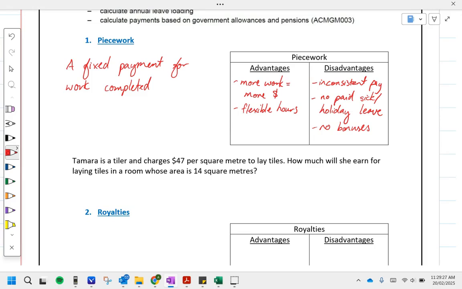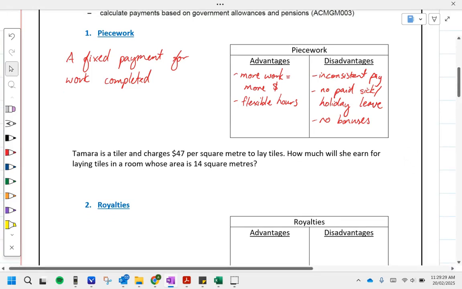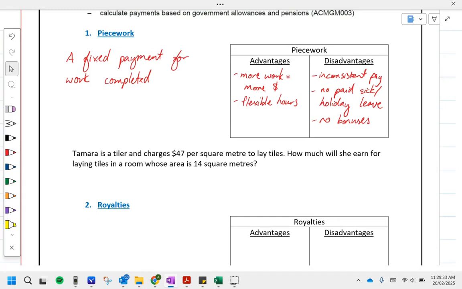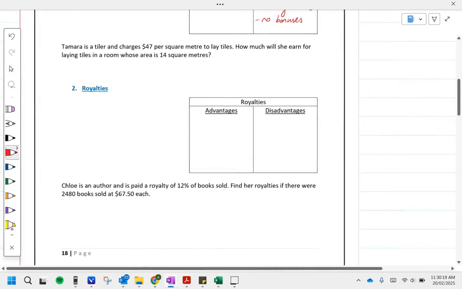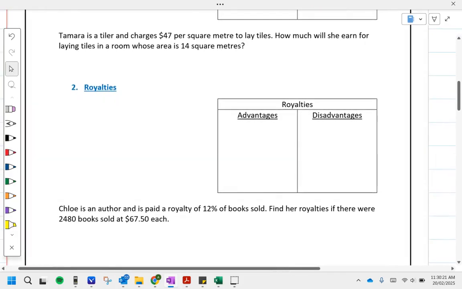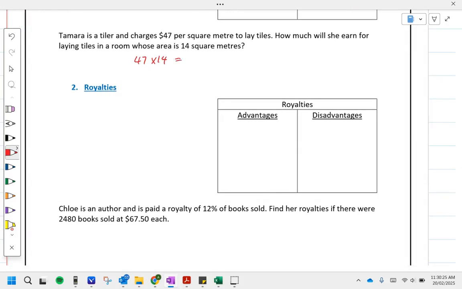So here's one example. Tamara is a tiler and charges $47 per square meter to lay tiles. How much will she earn for laying tiles in a room whose area is 14 square meters? So all we need to do is multiply 47 and 14. 47 times 14. Put that in our calculator and see what we get. We will get $658.